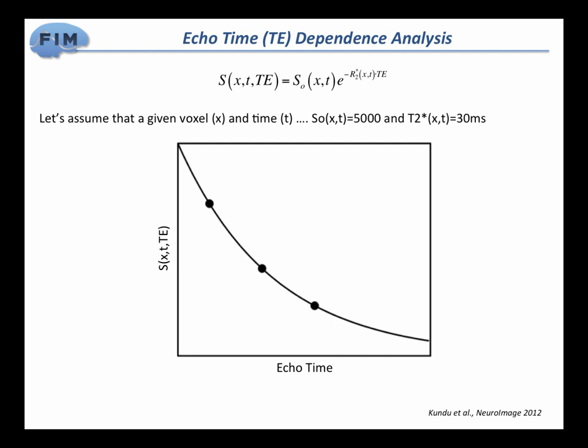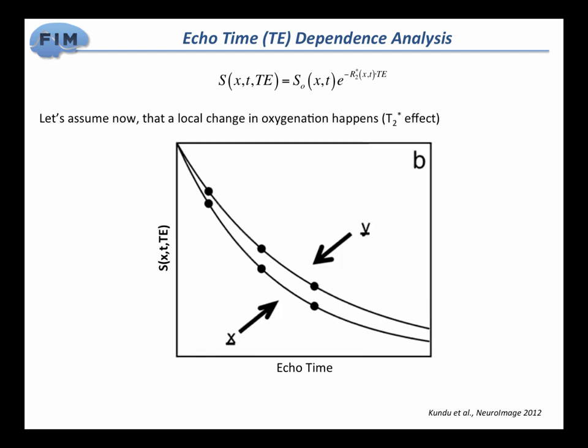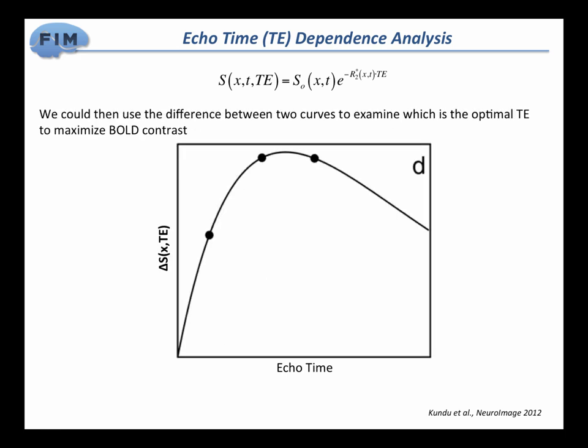If from one moment to the next there is some activation, which means a change in T2*, we get a slightly different decay curve, okay? So the only thing that has changed from this one to this one is that the T2* has changed, which is what happens when an area gets modulated by a task. If we do the subtraction of these two curves that you see here, we get a curve like this, and this is normally the curve that is used to actually decide what's the optimal echo time that you use.